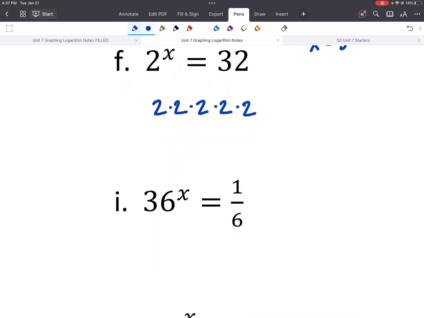36 to what power gives us 1/6? Again, we want this to be a 6, so x has to be 1/2. That would just give us 6, but we need it to be its reciprocal, so it would have to be -1/2. Again, it's like square rooting 36 is the same as 36 to the 1/2. That gives us 6, but we need to do its reciprocal, so that means our exponent has to be negative. Okay.